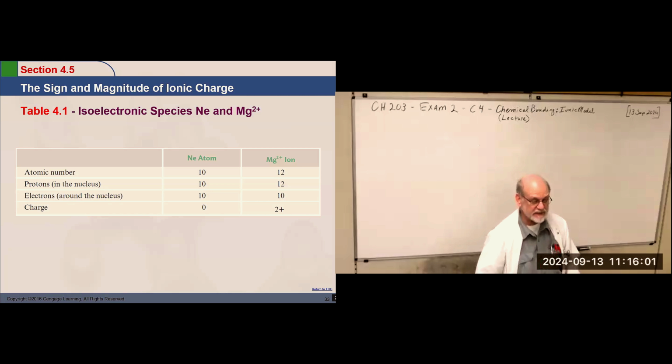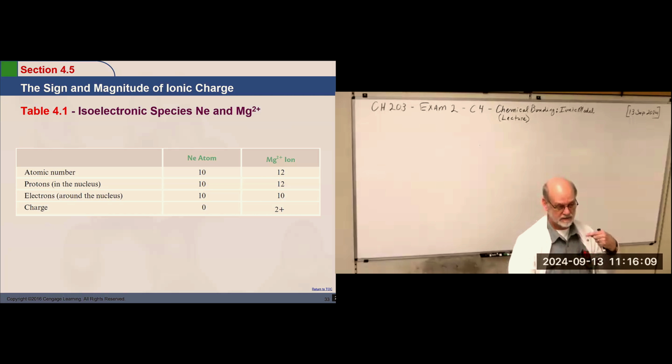Now, they don't have to be, well, they usually are. Let me just put it that way. If you have an isoelectronic series, they usually can be referenced to a noble gas configuration.